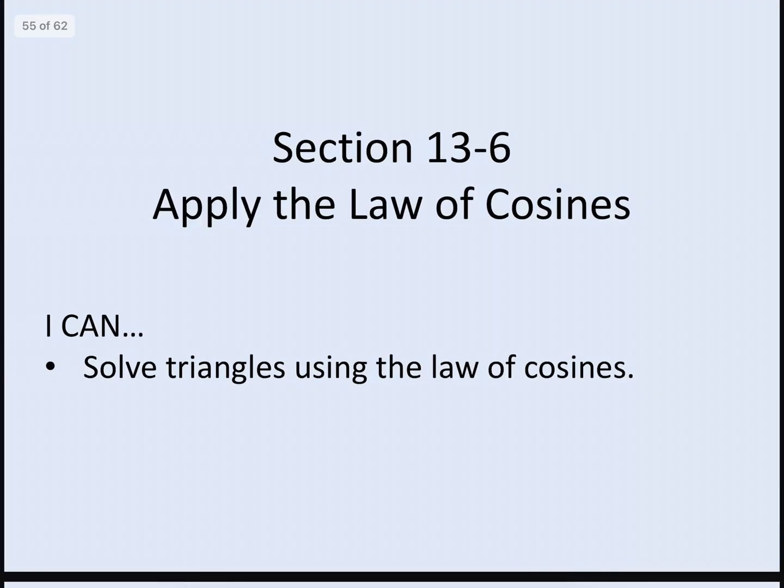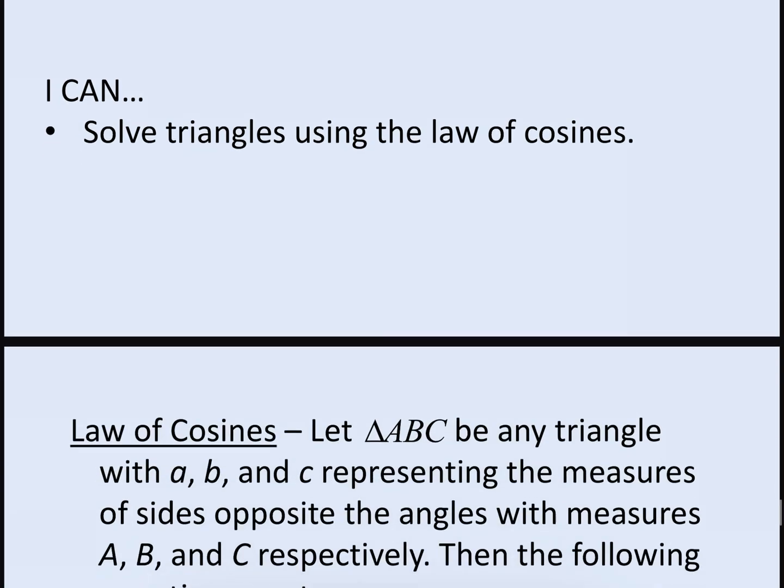Alright everyone, this is section 13.6. In this last section of chapter 13, our goal is to be able to solve triangles using the law of cosines. In the last section we talked about a different way to solve a triangle using the law of sines, and that was for any triangle that was not a right triangle. And this still applies: if we don't have a right triangle, we can still use the law of cosines to solve that triangle.